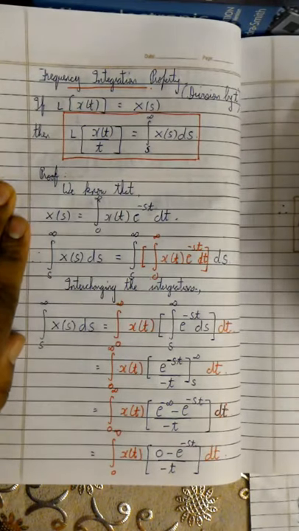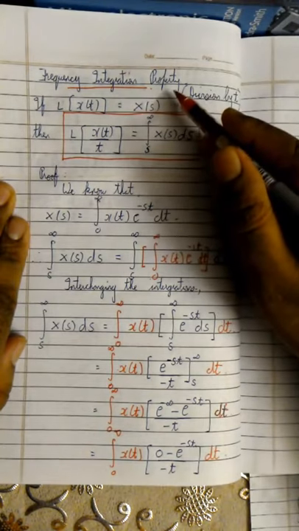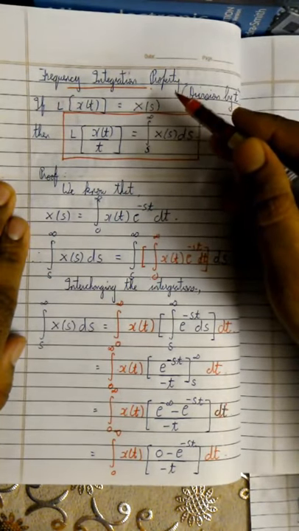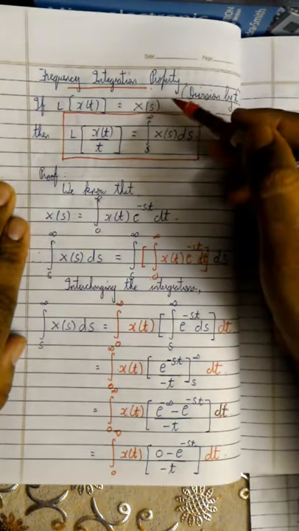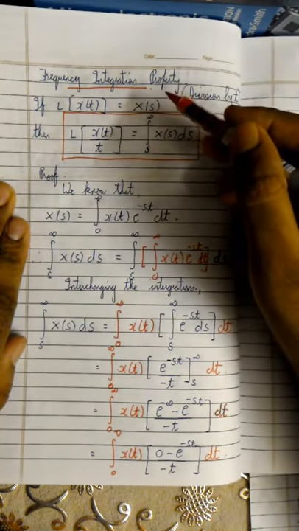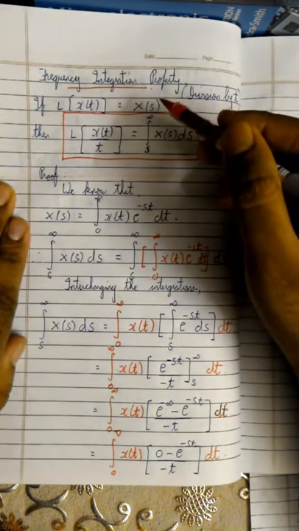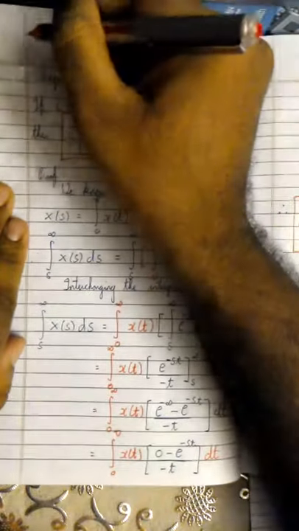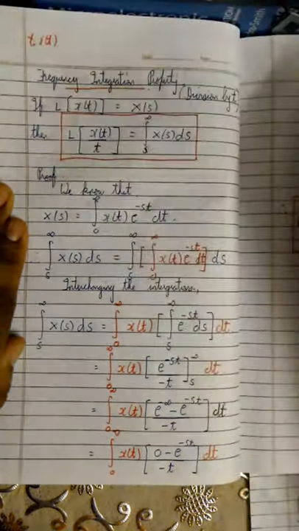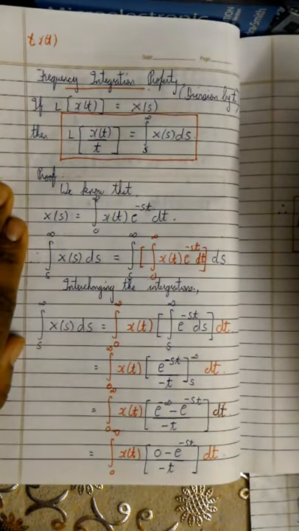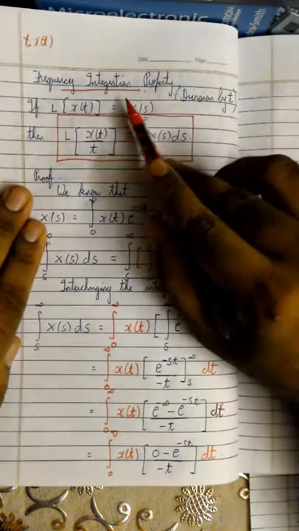Hello all. In this video, I'm going to explain the frequency integration property. Last video we learned about the frequency differentiation property. In frequency differentiation property, we apply the property when the signal is multiplied by the time function t. Anywhere you see t into x of t, you immediately apply the frequency differentiation property. Likewise, this is called the frequency integration property.